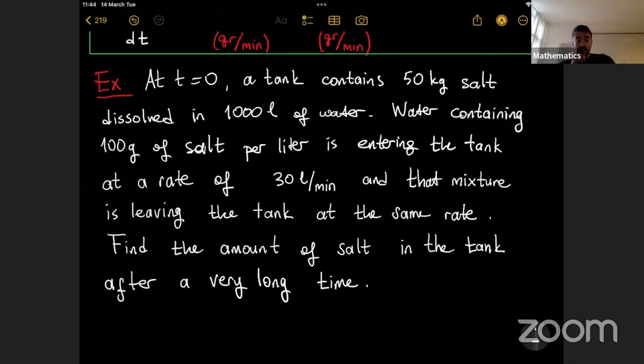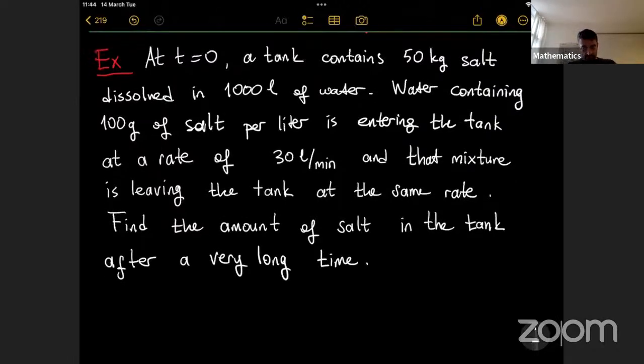So again, we have a tank and there's a water flows in at a rate of 30 liters per minute, and it contains 100 grams of salt per liter, and the mixture is leaving the tank at the same rate, and we will find the amount of salt in the tank after a very long time. That means basically time goes to infinity. So to solve this, we will write the differential equation.